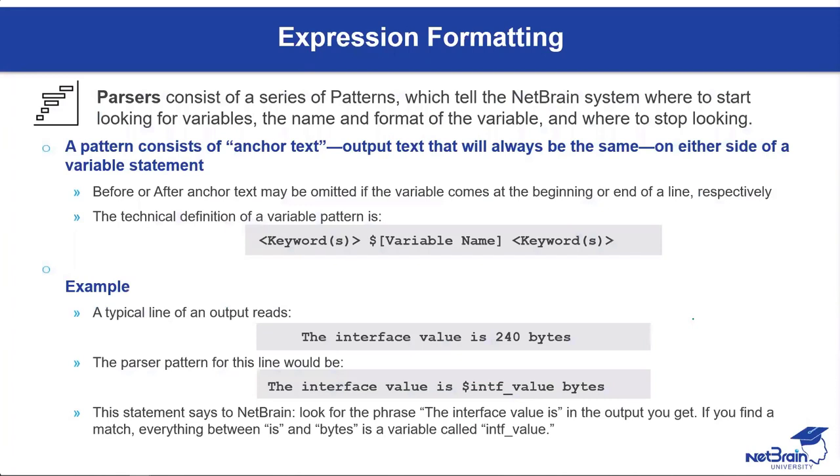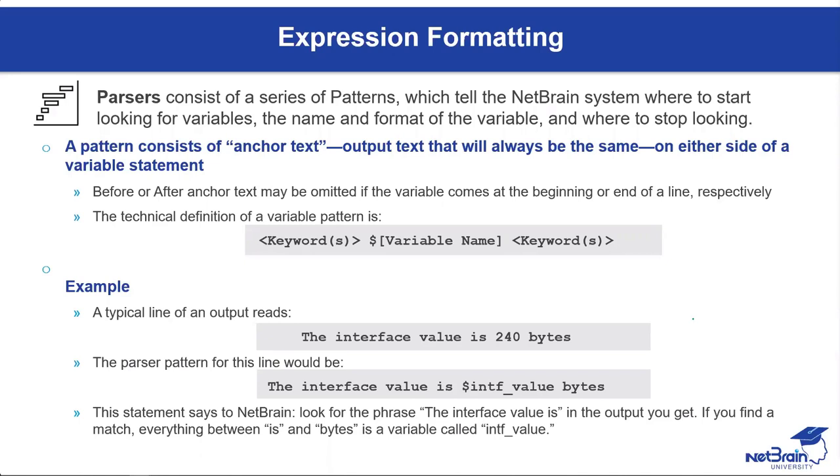So on a more mechanical level, what we're doing in the parser files is we're creating a series of expressions. Each expression contains both keywords, or anchor text, as I think of it, and one or more variable statements. And what we're doing is we're giving NetBrain a pattern to look for within the output, and it will find the first match that it can within the output to this pattern.